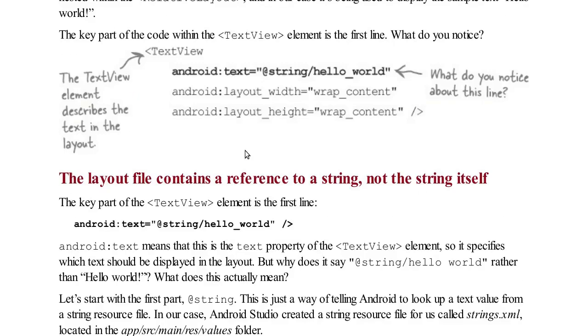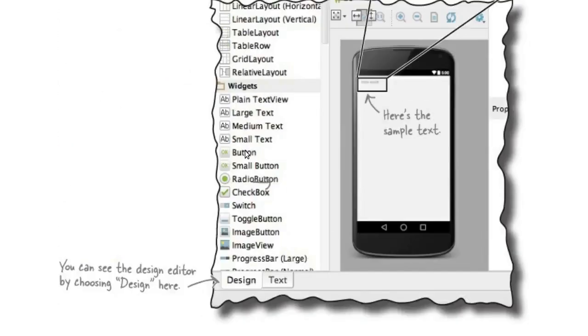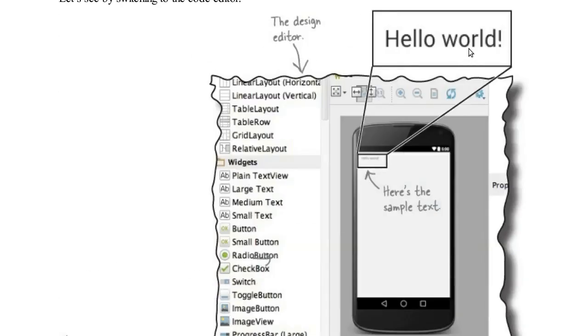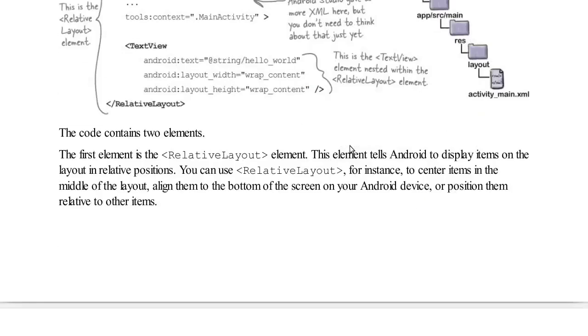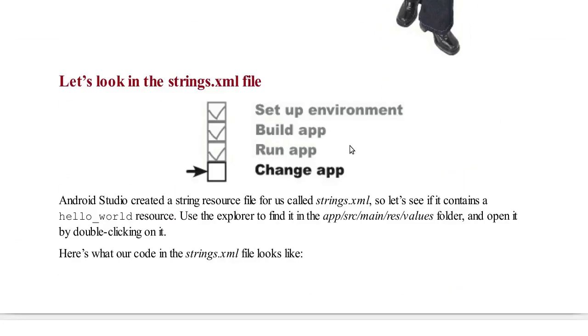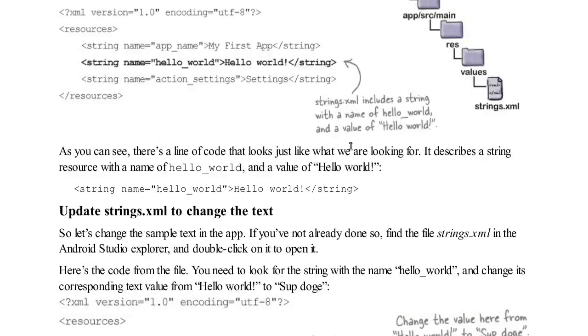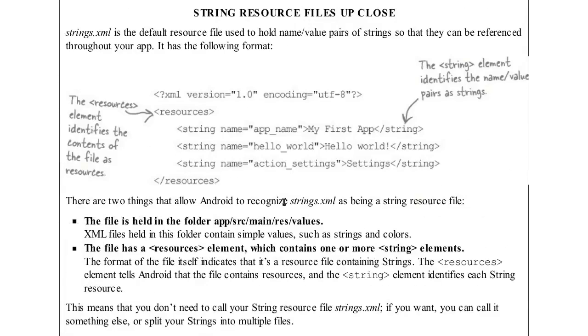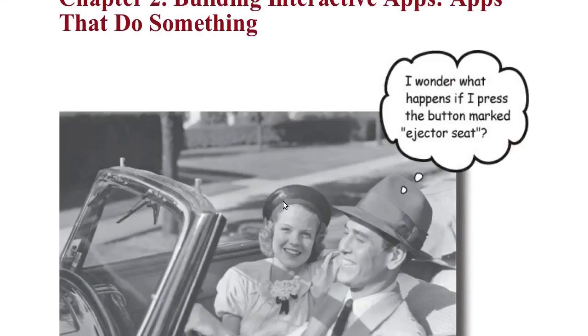So I will show this. Here you can see this one, hello world exclamation. If you want to change the value of any key throughout the application, you just need to change it in the string.xml file. You don't need to change the values in many places. So that's the beauty of the string.xml file. That's all for the first chapter.